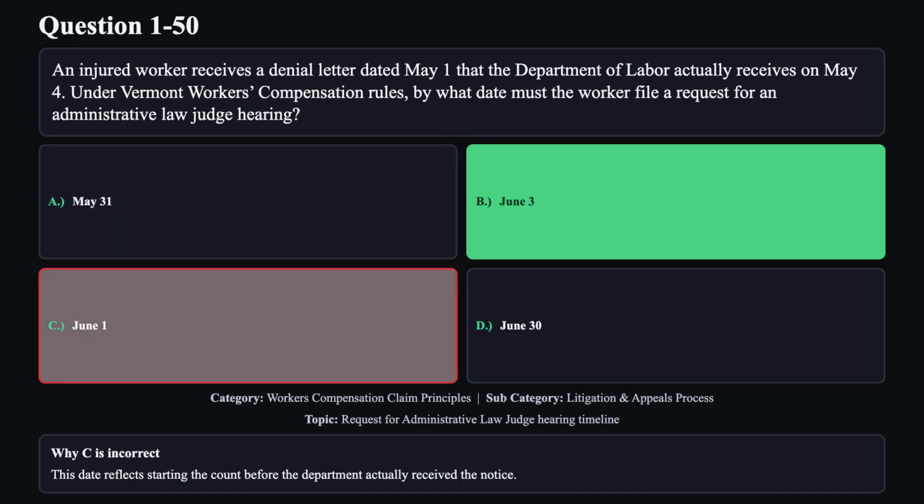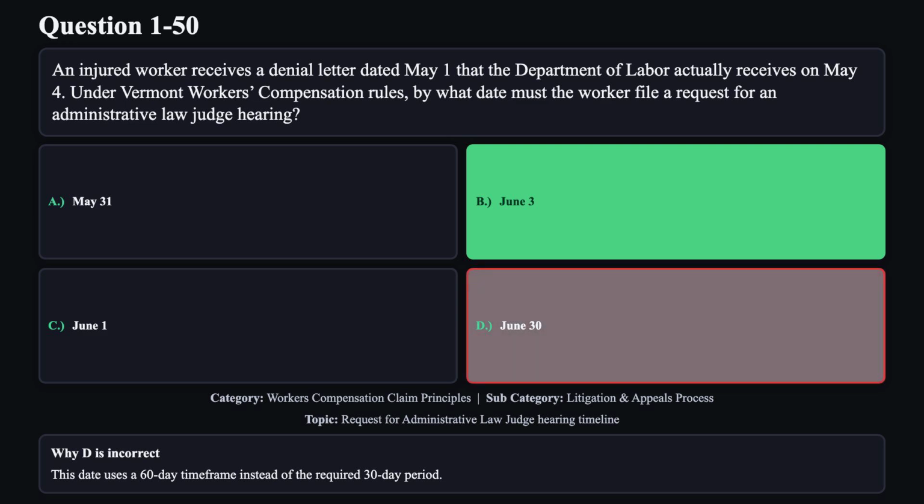Reason C is not correct. This date reflects starting the count before the department actually received the notice. Reason D is not correct. This date uses a 60-day time frame instead of the required 30-day period.